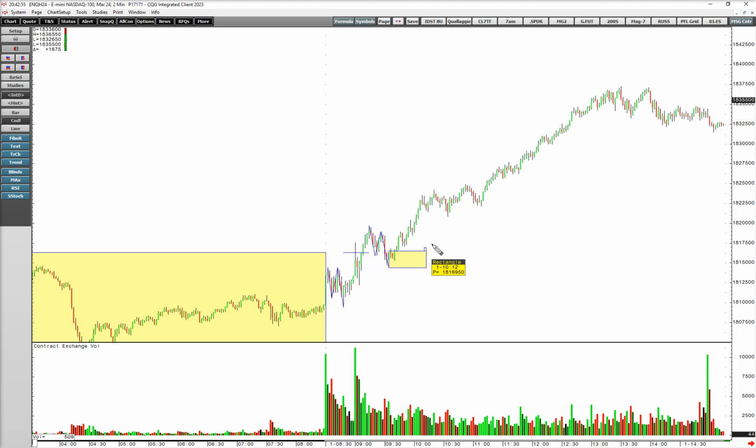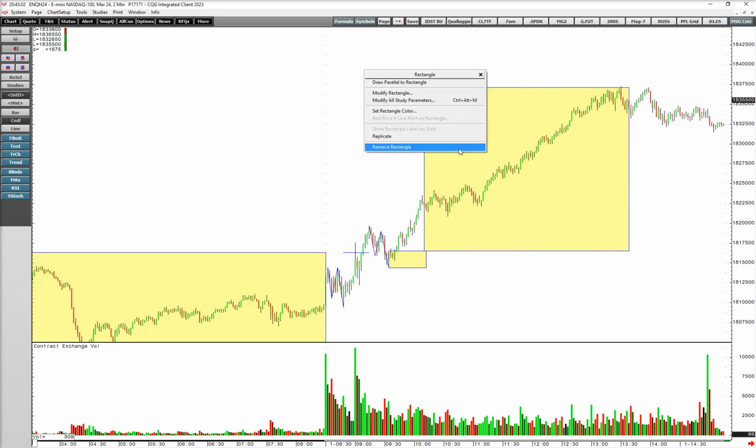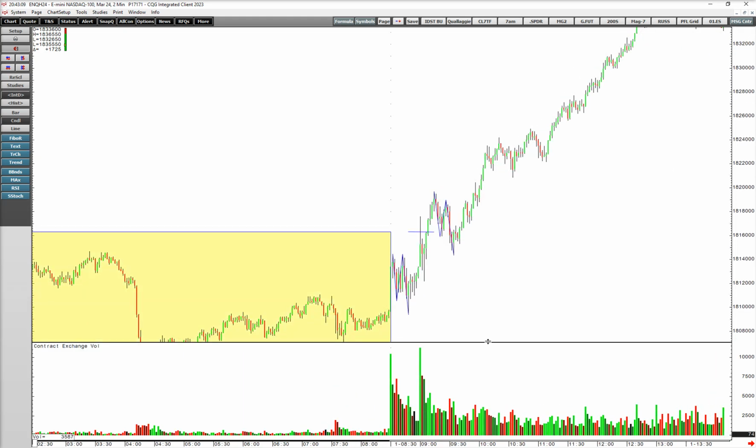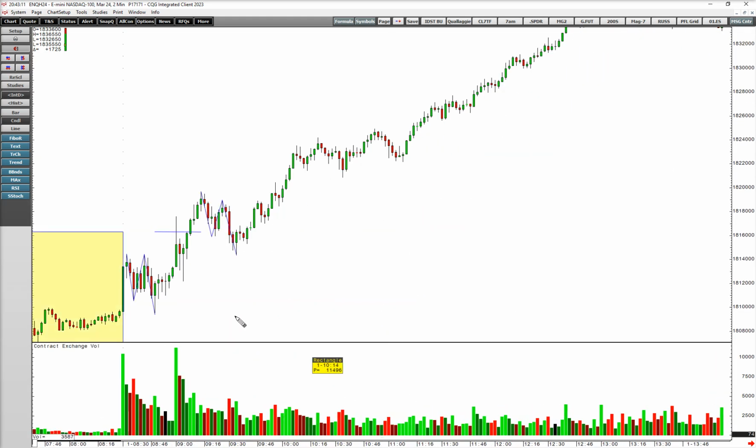There you go. So this was your 21-point risk, and this is your roughly 200-point gain from that. And even if you missed that, the 2-minute chart presented a number of ABCs throughout the day. This ended up being a trend day, and there were several more opportunities to get in.